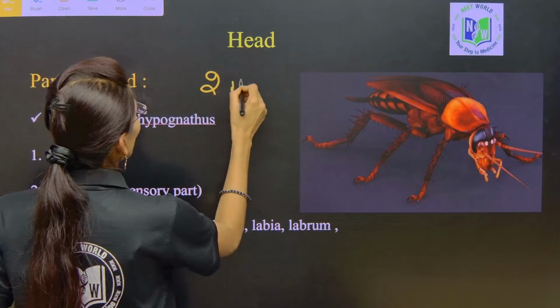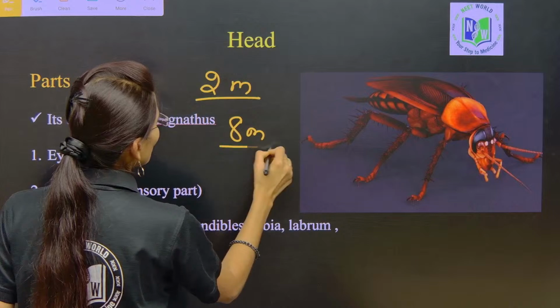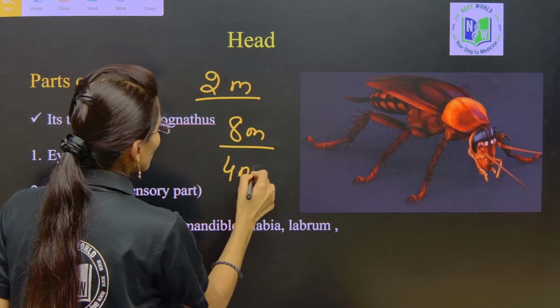We may expect 2 marker type of questions, 8 marker type of questions and 4 marker type of questions.